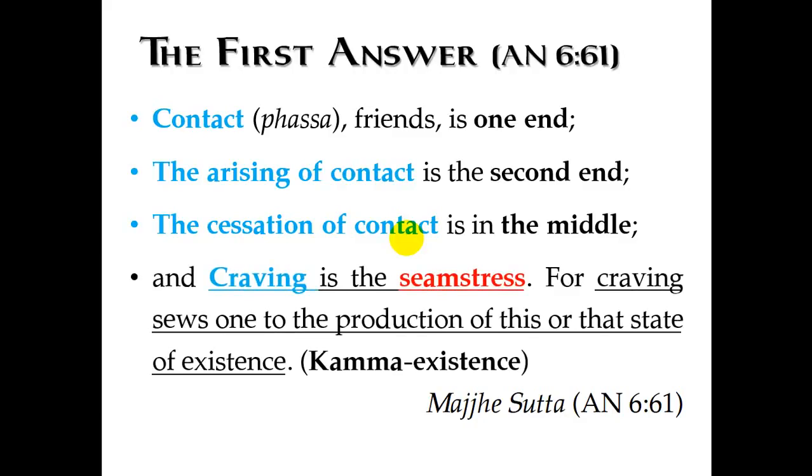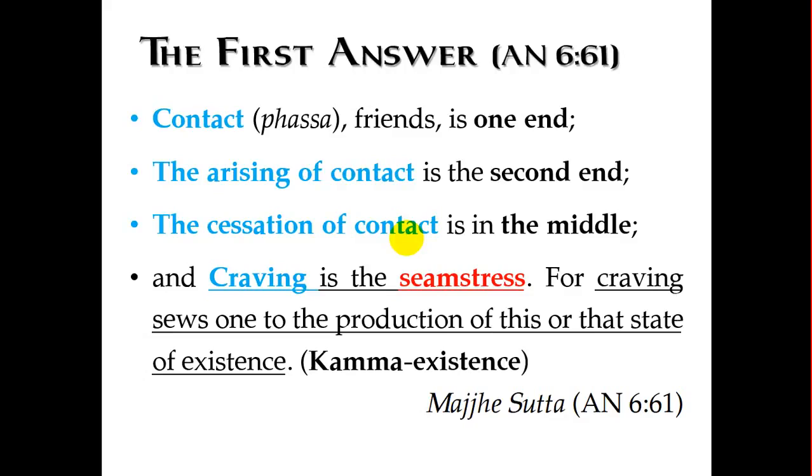And craving is the seamstress. Craving leads to the production of this and that state of existence. Actually, as she said, we are coloring. We add a lot of colors, right? With the craving, you like it or you don't like it, right? So you see someone, there is a rising of contact and also another contact. So that contact will be stopped, right?